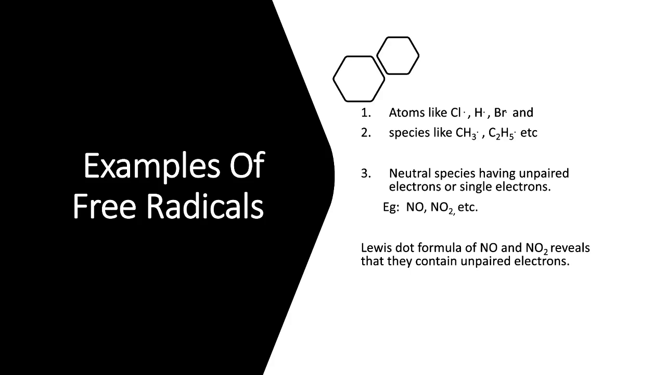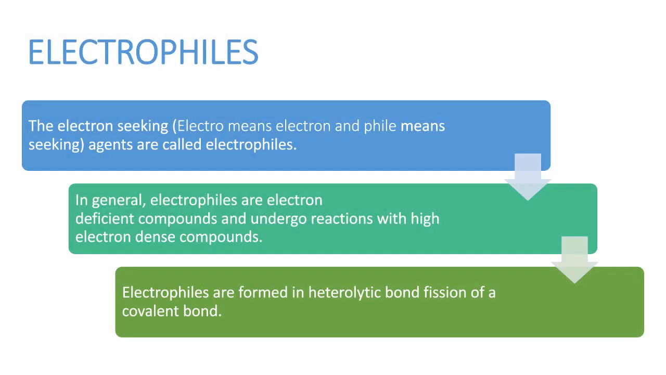And next one is about electrophiles. The second type of organic reagents is electrophiles. So what are electrophiles? Electron-seeking agents are called electrophiles. Electron-seeking, electron-liking or electron-loving agents are called electrophiles. Here, electro means electron and phile means seeking or liking or loving. The one which likes electrons is called an electrophile.